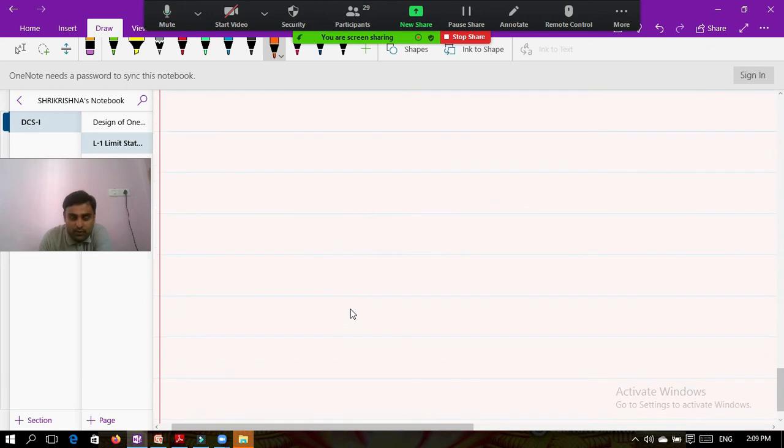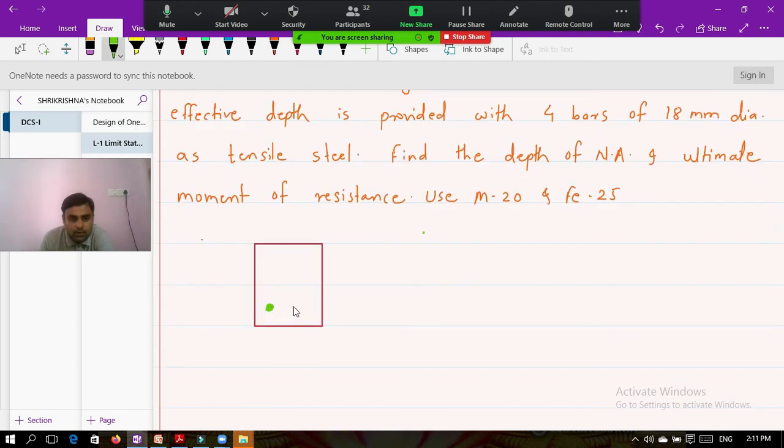So I will draw the diagram here of what they have specified in the problem. So here the reinforcement is there, 4 bars: 1, 2, 3, and this is 4. These 4 bars are provided, each of diameter 18 mm. The diameter of this bar is 18 mm. Now the width which is given is 250 mm. So this is 250.